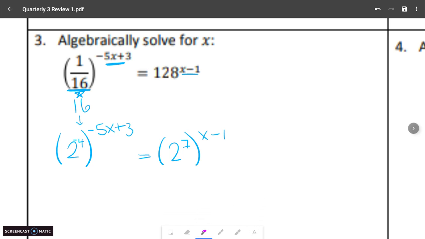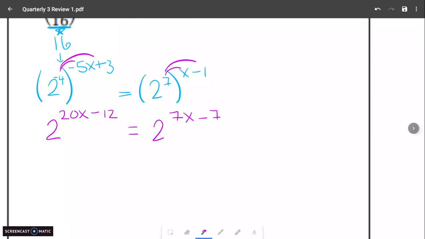From here, we have power to a power on both sides. Make sure that you distribute each of those exponents. So on the left, negative 4 times negative 5x is positive 20x. Negative 4 times positive 3 is negative 12. On the right, 7 times x is 7x. 7 times negative 1 is negative 7. We can now cancel out the bases and set the exponents equal. And then we have a nice simple equation to solve.